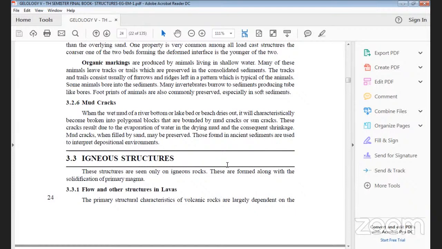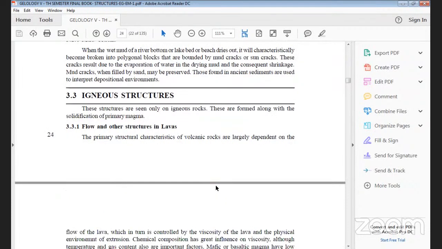It will characteristically become broken into polygonal blocks that are bounded by the mud cracks or sun cracks. These cracks result due to the evaporation of the water and the drying and the consequent shrinkage. Mud cracks, when filled with sand, may be preserved. Those found in ancient sediments are used to interpret the depositional environment.